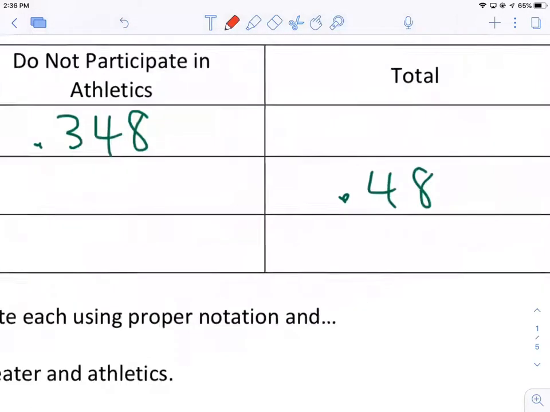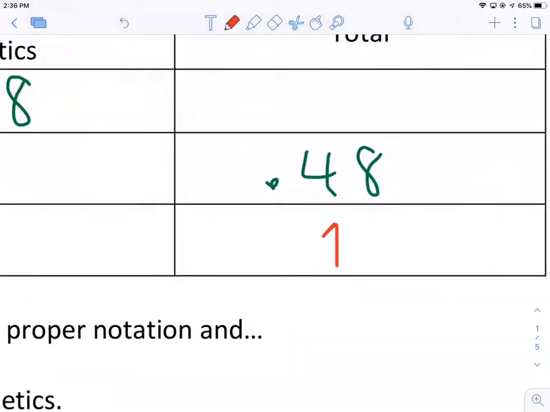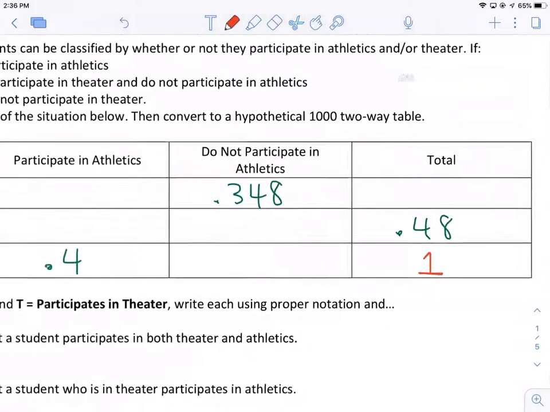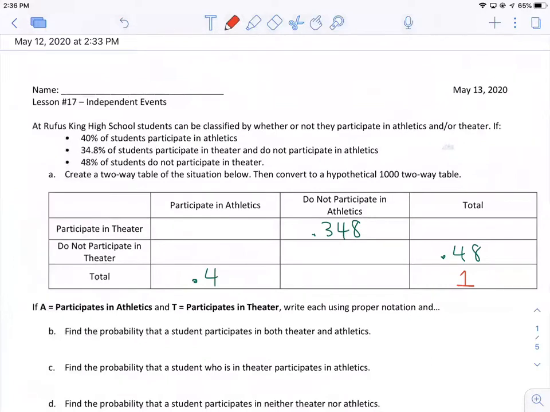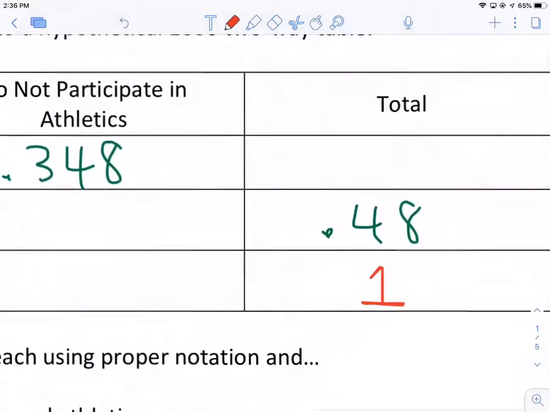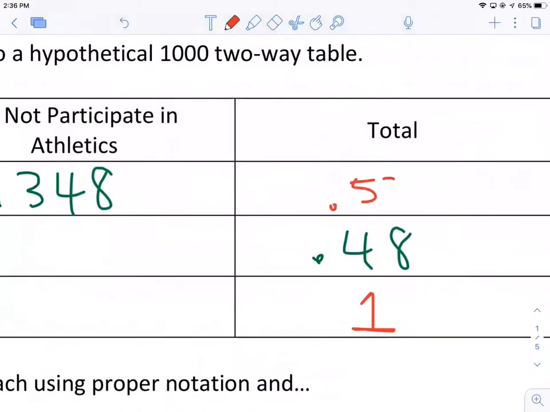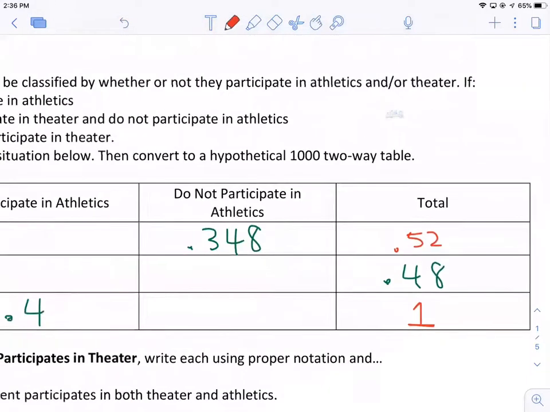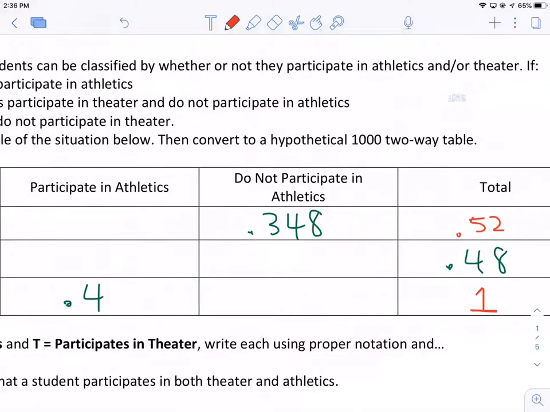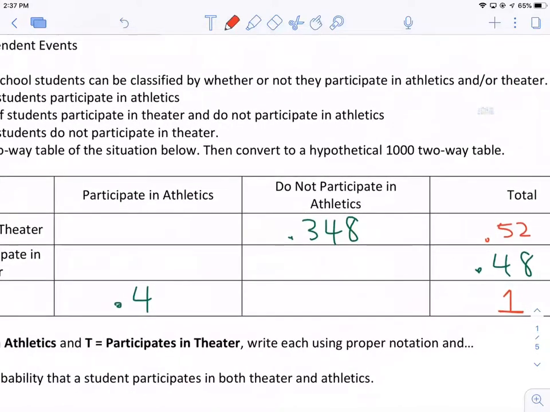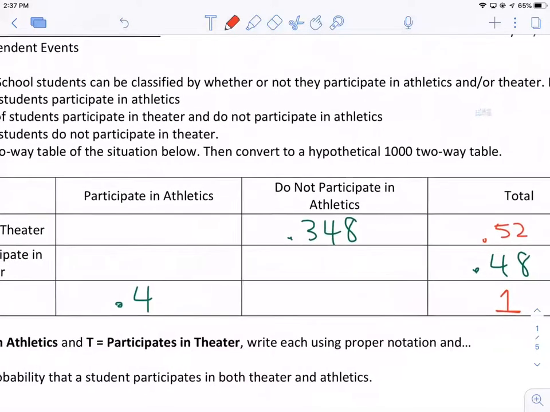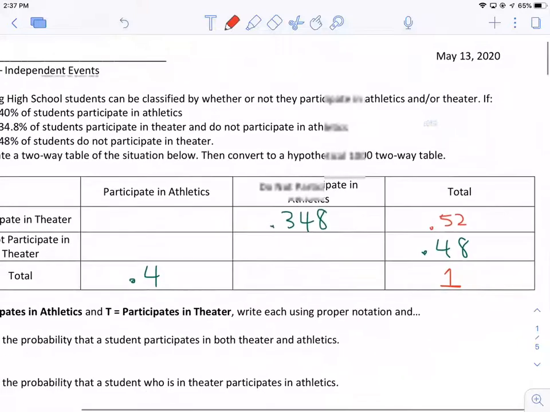So what you need to know is that the total, for any relative frequency two-way table, is going to add up to 100%. All right, so once you fill in that one, you can fill in the rest using addition and subtraction. So 0.52, 0.348 minus 0.52, what is that equal to? 0.172 maybe? All right, so anyway, I'm going to pause the video and fill in the rest of the table.